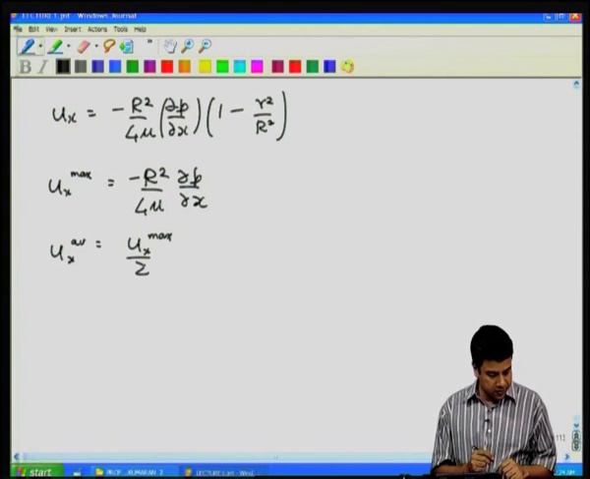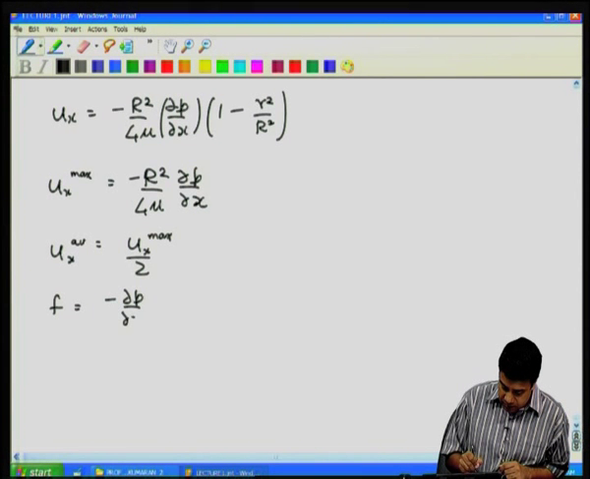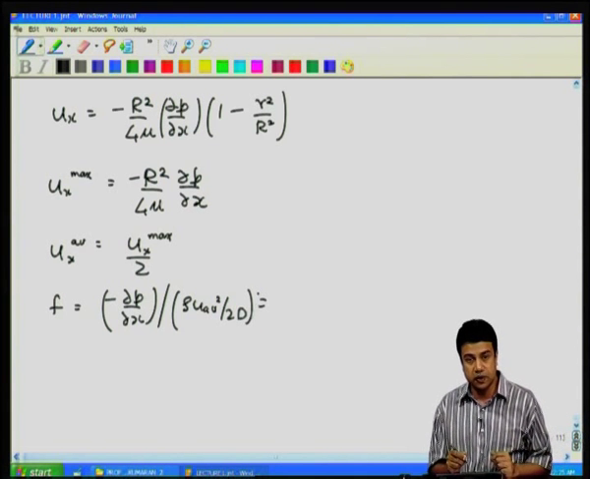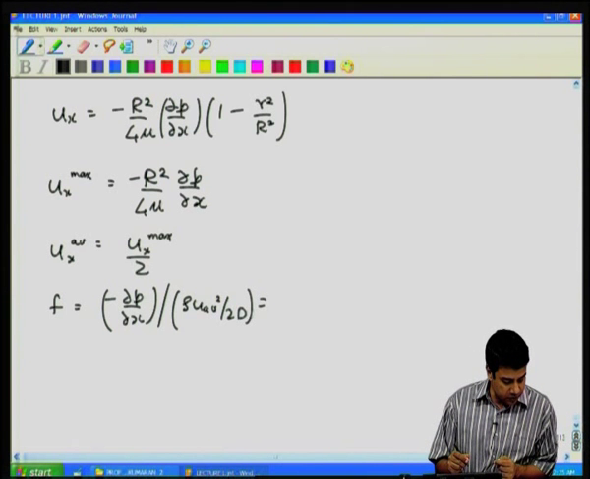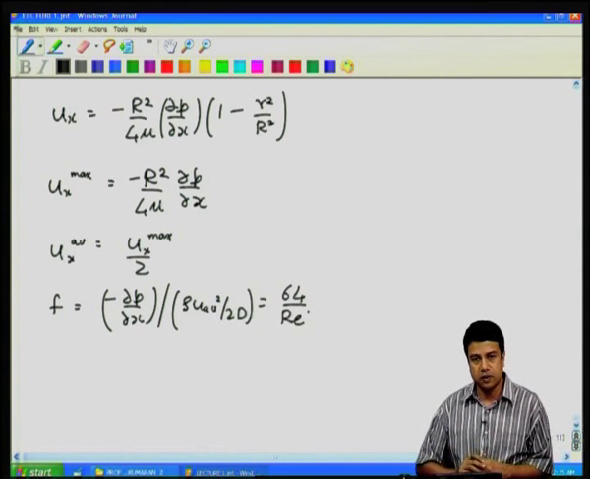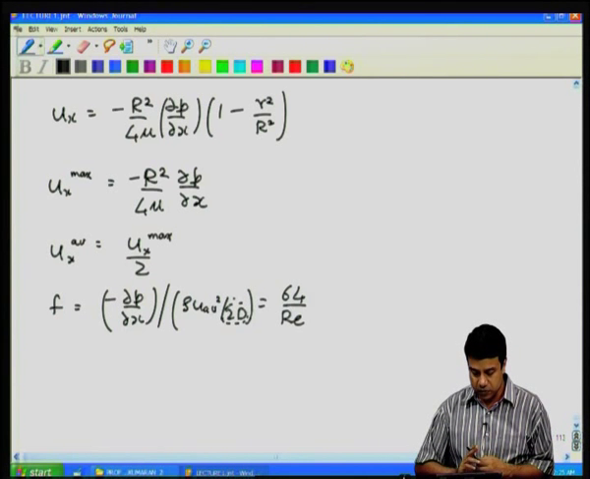Okay. And the friction factor, which is defined as minus partial p by partial x by rho u average square by 2 D, okay, where D is the diameter of the pipe, okay, is equal to 64 by Reynolds number. Okay. This is defined based upon the diameter. The rho u average square by 2 is the kinetic energy, and you divide by the diameter.